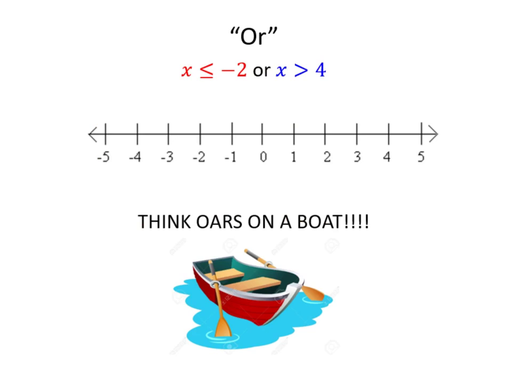Now, in order to graph a compound OR inequality, you're going to graph the two inequalities separately. So to graph x is less than or equal to -2, we're going to have a closed circle at -2 and draw our arrow pointing to the left. Then for x is greater than or equal to 4, we'll have an open circle at 4 and draw our arrow pointing to the right. This is our solution. Since there's two separate inequalities, they point in two different directions, it's going to continue forever.